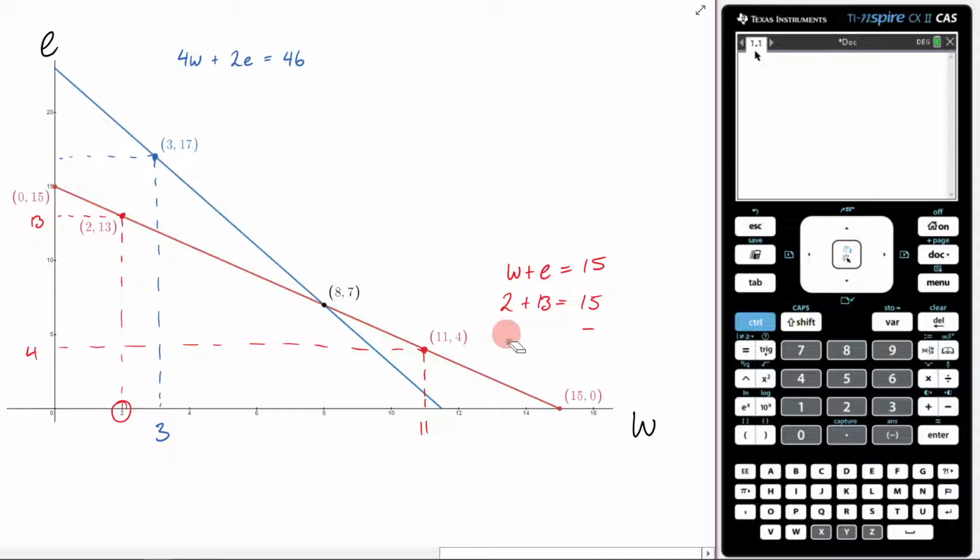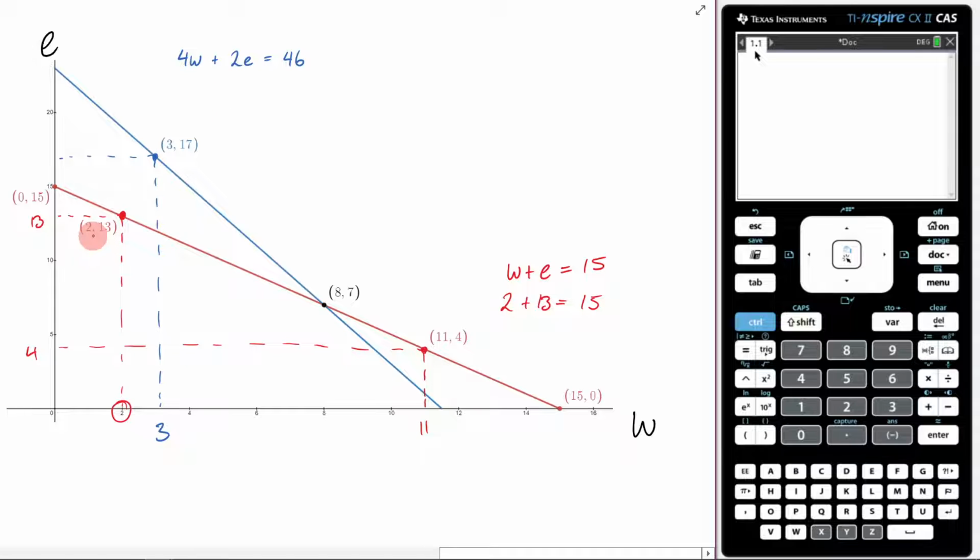And let me just come here. Let's take this point right here. So this 2, 13 point, and let's just analyze it for a second. This is saying when I have 2 wombats, I have 13 emus. Would you agree that if I took this point here and I subbed it in to this, it's not going to satisfy this equation. So let's try it.